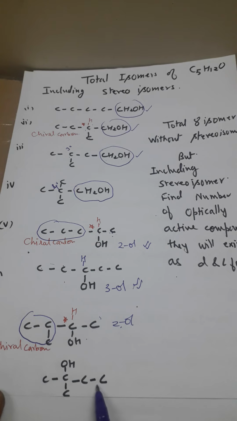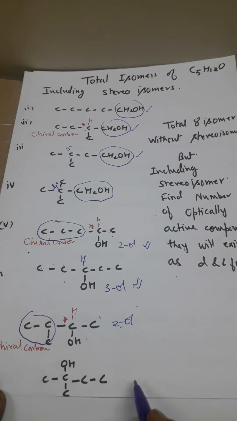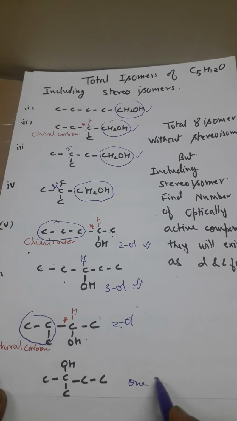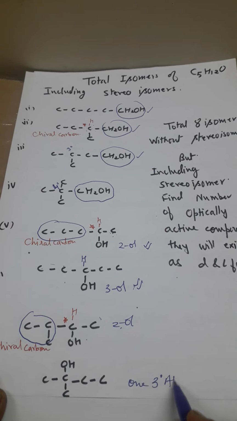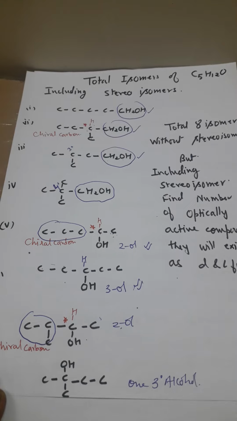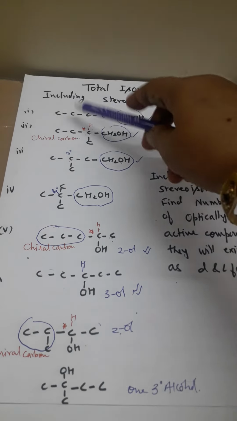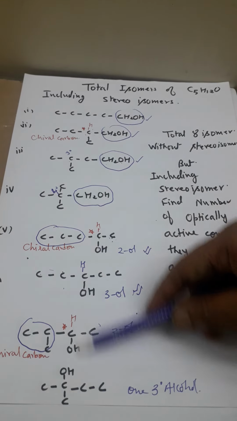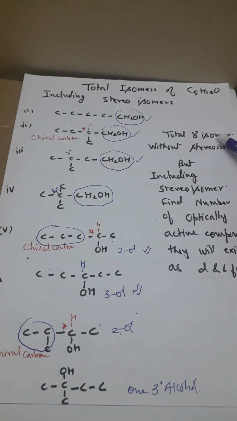Only one tertiary alcohol we will get. Why? Because if I put it here, we have to shift C also here, so we will name from here. So only one tertiary alcohol, one 3 degree alcohol. Clear to you? So how many alcohols did we get excluding stereoisomers? This is the first case, excluding, we get 8.